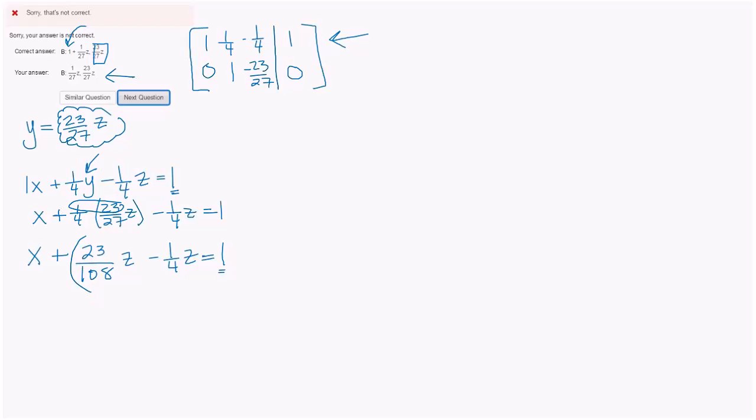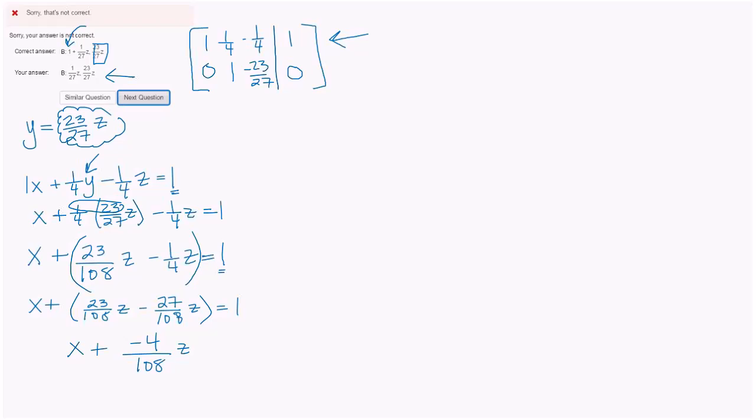So these are my like terms here, so 23 over 108z subtract 108 divided by 4 equals 27, times 1 is 27. So 1/4 is the same as 27 over 108 z. X plus equals 1. Yep. And then 23 minus 27 equals negative 4 over 108 z.